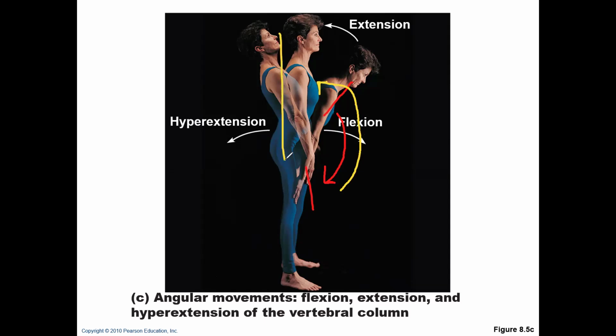And then going over 180, a straight line, is called hyperextension. And that's the only synovial joint, at least for me, that I want to hyperextend. Sure wouldn't want that to happen at my elbow or my knee. Otherwise, you'd have some damage. Okay, let's go to the next slide.